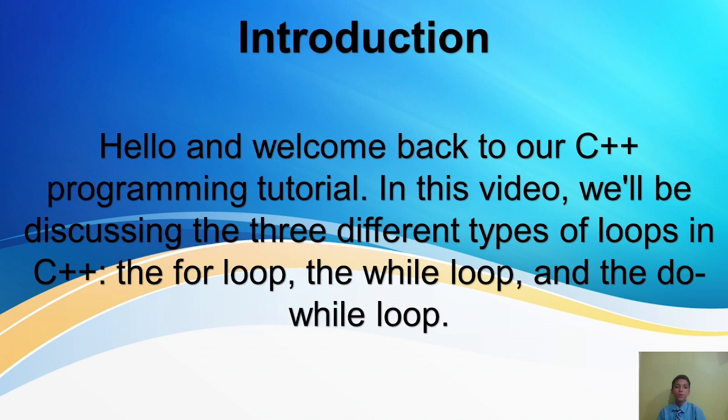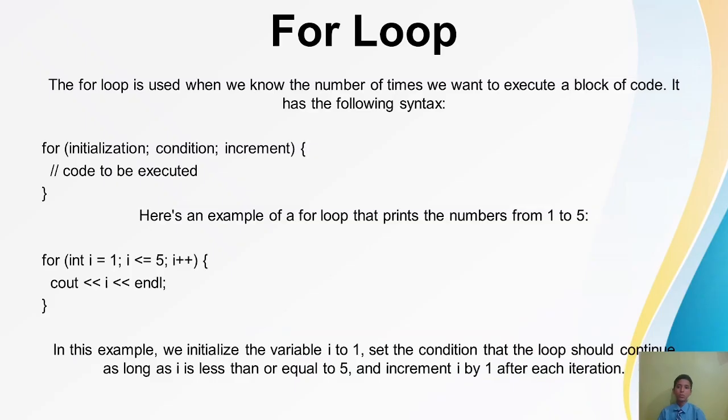In this video, we will be discussing the three different types of loops in C++: for loop, while loop, and do while. Let's see for loop. It is used when we know the number of times we want to execute a block of code. It has the following syntax: for (initialization; condition; increment). And inside the curly brackets, we have to write the code we want to execute.